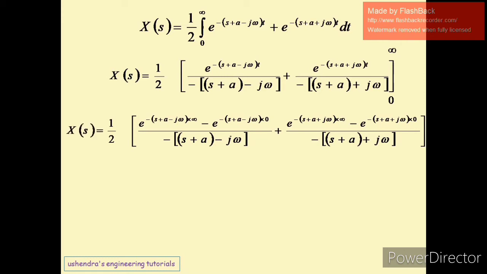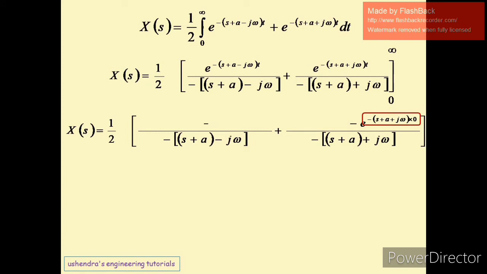Okay, so there is a small further simplification. The first term will be minus infinity, because the entire term is multiplied with infinity and we have a negative, and this one becomes 0 because the entire term is multiplied with 0. Exponential raised to negative infinity becomes 0, and e raised to 0 will be 1.